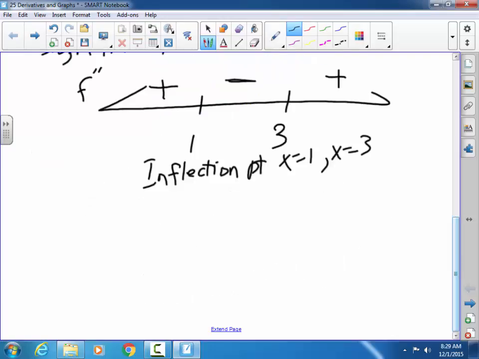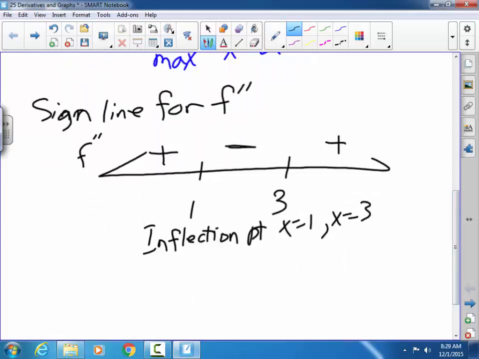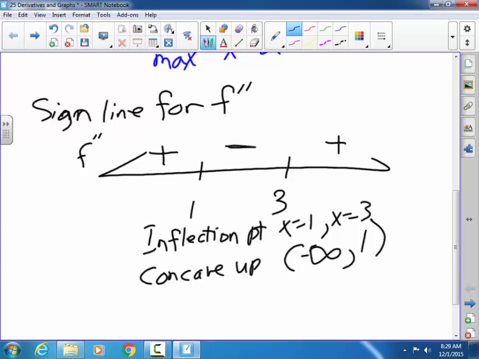What does the second derivative being positive tell you about the function? Concave up. So we know that it is concave up from negative infinity all the way to 1. What do we know about from 1 to 3? It's concave which way? Down from 1 to 3. And what about from 3 on? It is concave up, 3 to infinity. Okay?